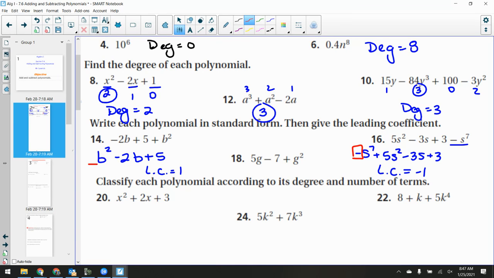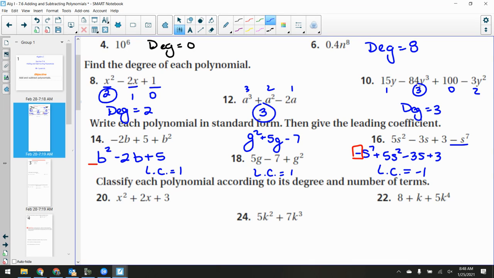All right, and my last one here, I would write a g squared plus 5g minus 7. So what is my leading coefficient for this one, Mason? 1. Positive 1. Good. My leading coefficient would be positive 1.